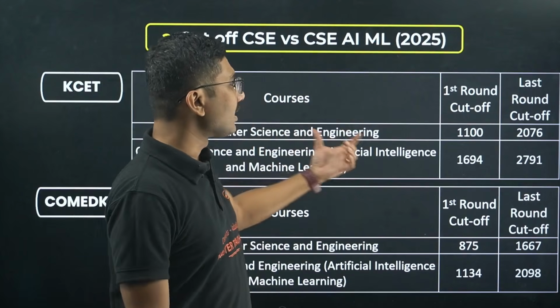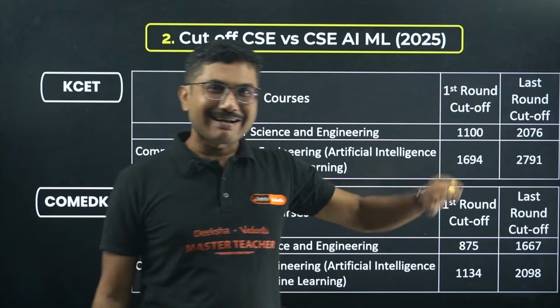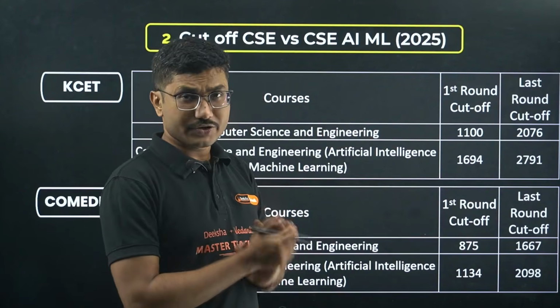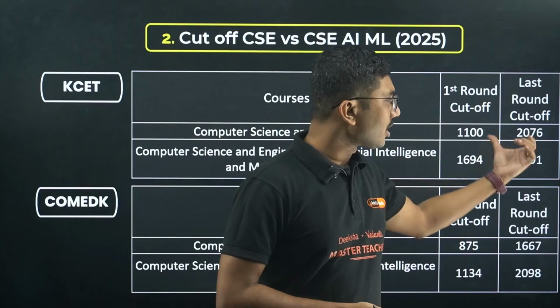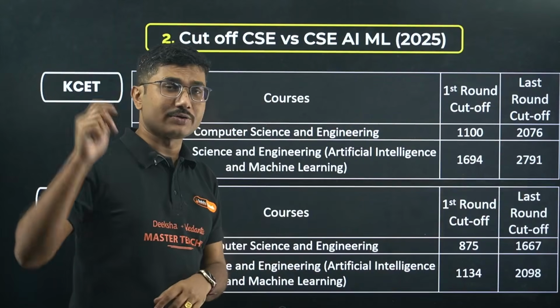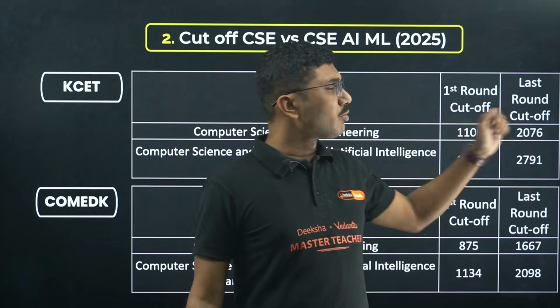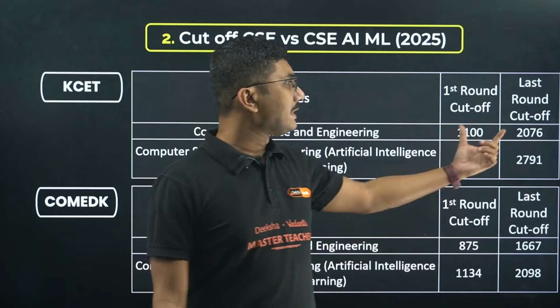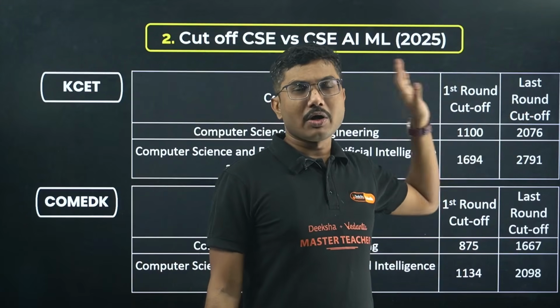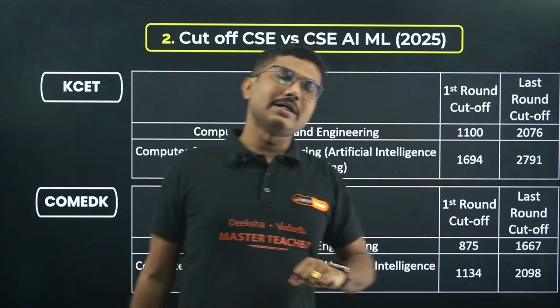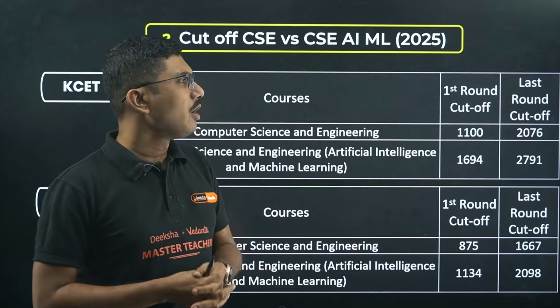Last year's cutoff was 1100. Exactly 1100 was last year's first round cutoff, whereas the last round cutoff was 2076. So almost 1000 more. So if you wait a little bit longer, you can still get a seat in MSRIT if your rank is around 2100.